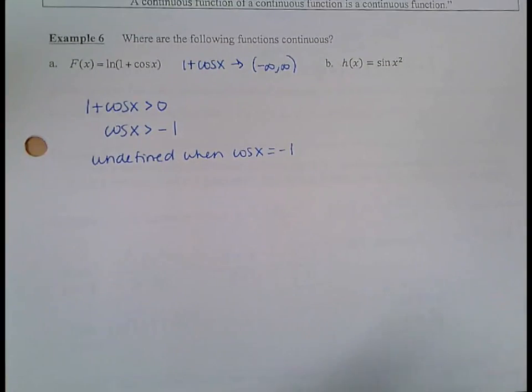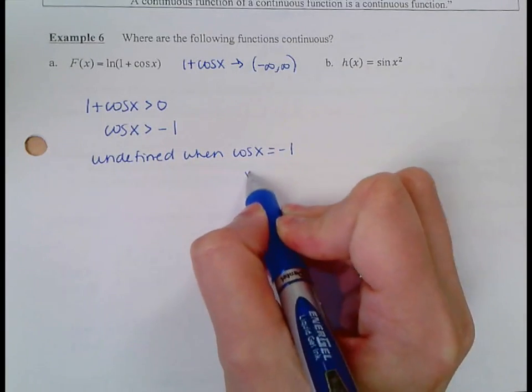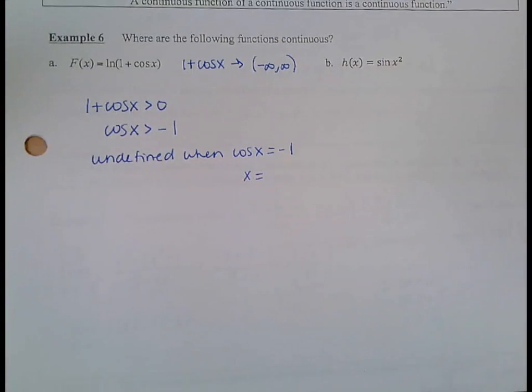So at what angles, so at what x values, is cosine of x equal to -1? At 0, it's equal to +1. So pi or 3 pi or 5 pi.